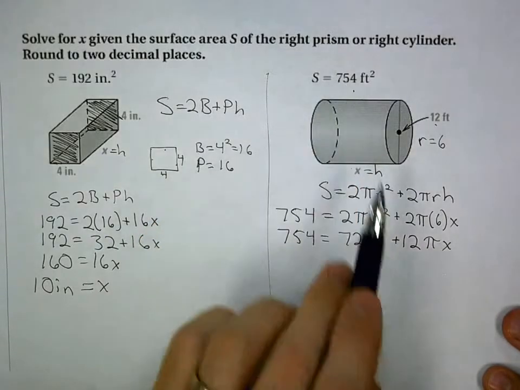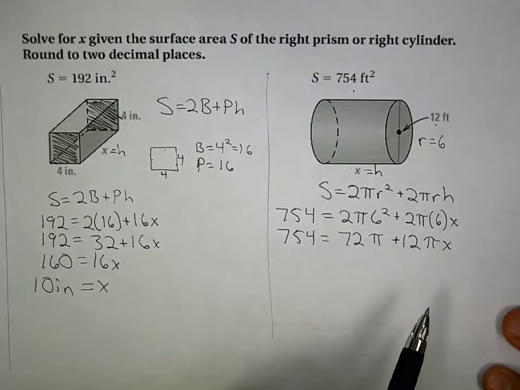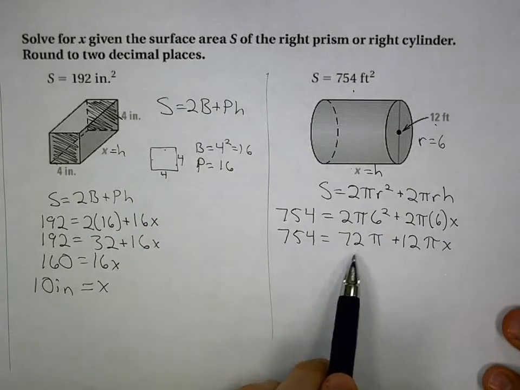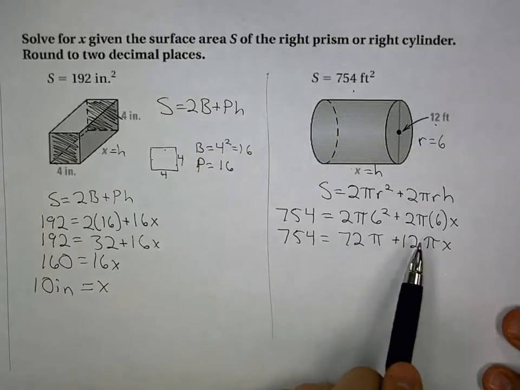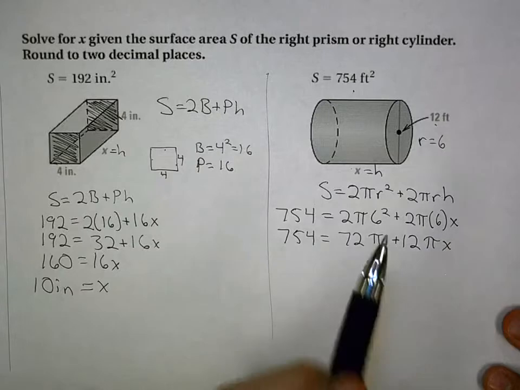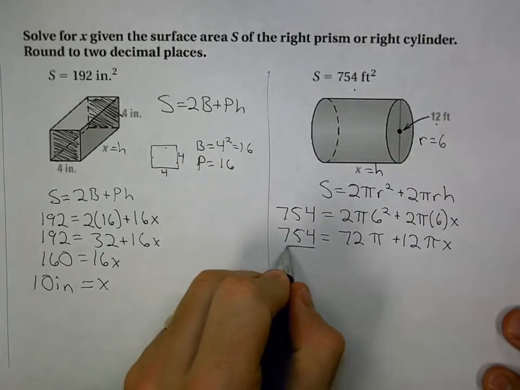Now, since I did not get my original surface area in terms of pi, it's just a whole number, I'm likely going to have a decimal here. So we'll get an answer that's a decimal. If I were to multiply this by pi as a decimal, I could subtract it from 754 and then divide by this value, because really we just want to get x by itself. But I could go a little bit different route. I'm going to divide everything by pi.